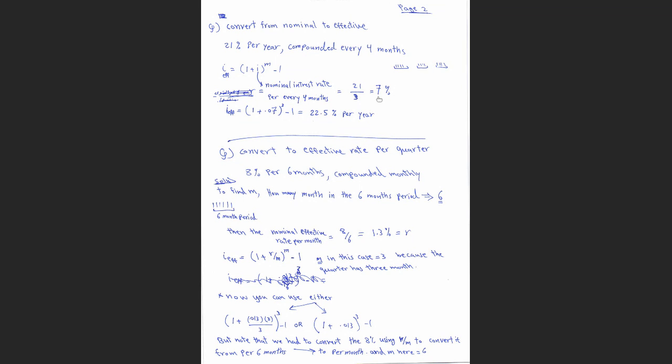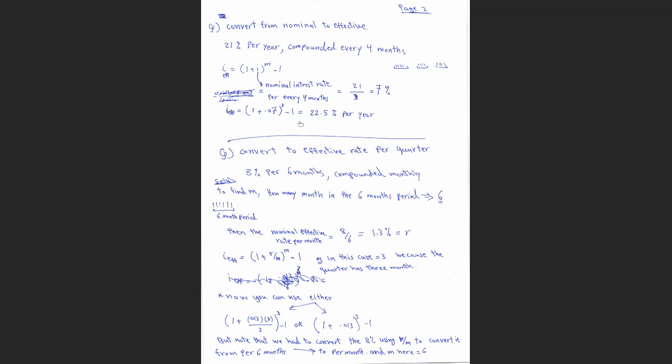Now from this step we don't use the 7%, we use the rate. To apply in the formula, 1 plus 0.07, we don't use the 7, to the power 3 minus 1 will lead us to the percentage at the end, which is equal to 22.5% per year. Okay, he asks you here to find the effective from nominal.